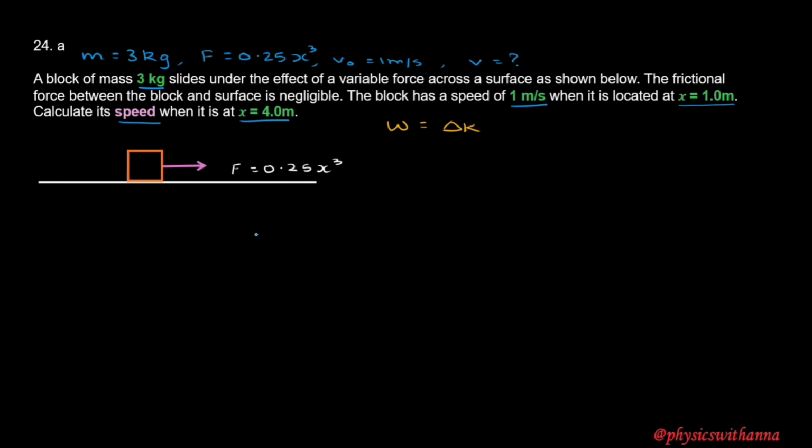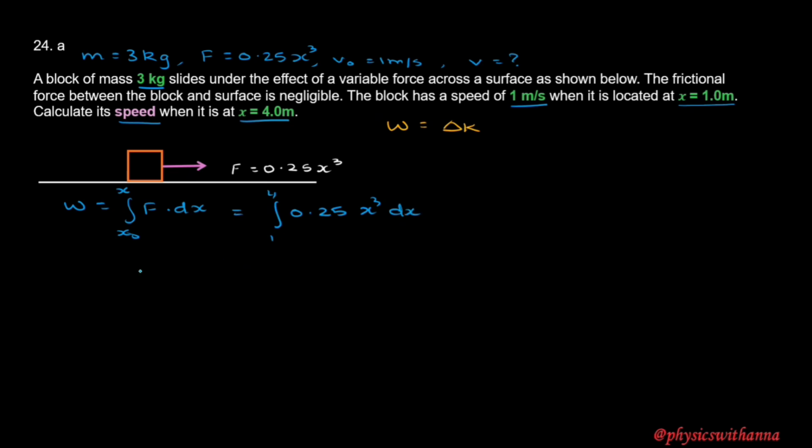If we have a variable force, we can find the work done by the force as W equals integral F dot dx, where we integrate this over the initial and final values of x. So we write this as integral. Initially, the block is located at x equals 1 meter and its final position is at x equals 4. So we take the limits of integration going from 1 to 4. F is 0.25 x cubed dx.